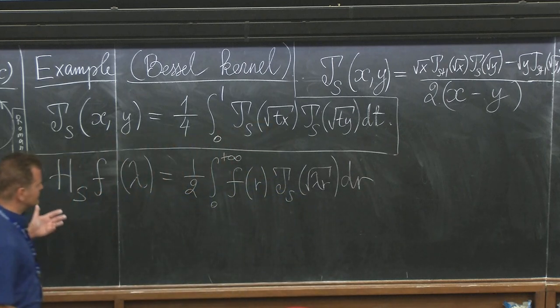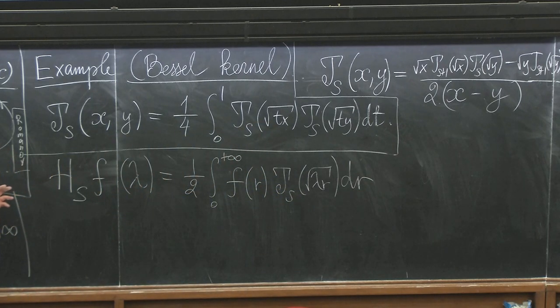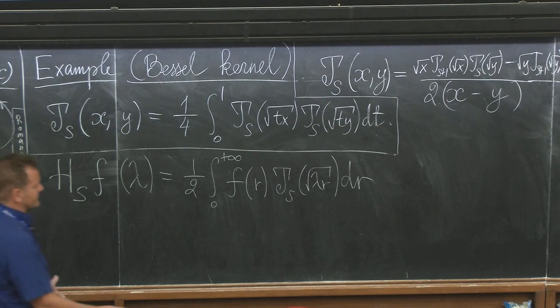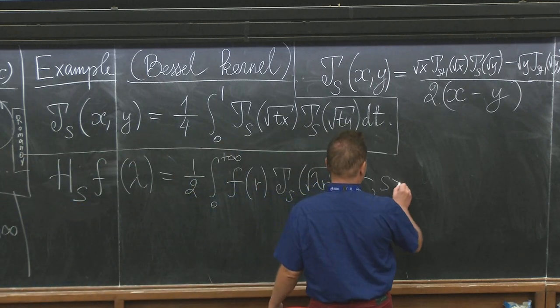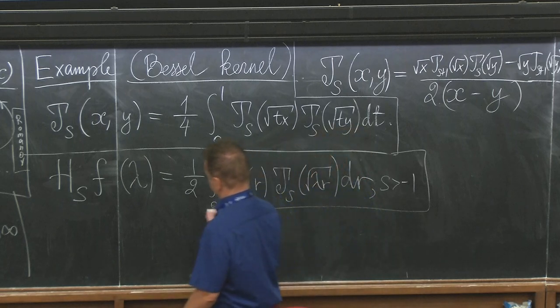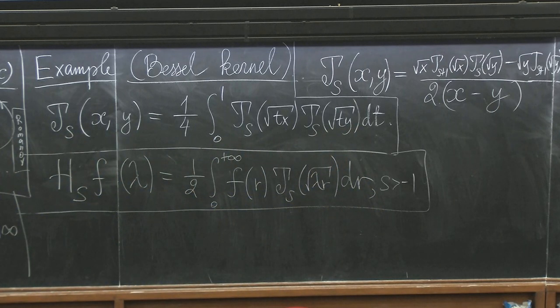And by the way, in many sources, for example on Wikipedia, the definition of the Hankel transform is for some reason written for s bigger than minus 1/2. I could never understand why people write s bigger than minus 1/2. In fact, it's perfectly well defined if s is strictly bigger than minus 1. So it is really a source of great mystery to me.